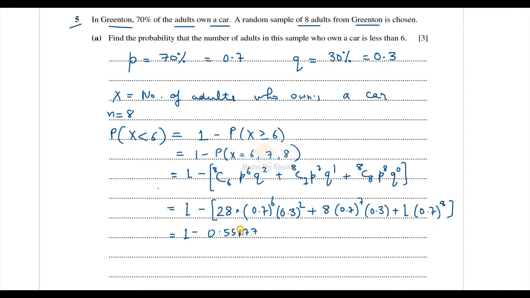Now this is going to be 0.55177 and so on, which will give you 1 minus 0.55177. From the calculator we got 0.44823, and to 3 significant figures we can write our answer as 0.448. That is the probability that the number of adults in this sample who own a car is less than 6.